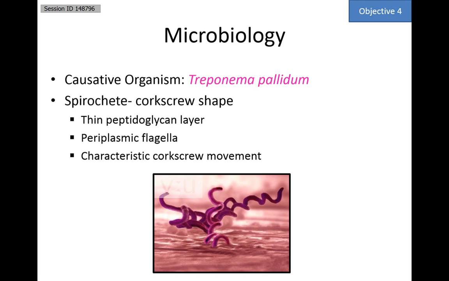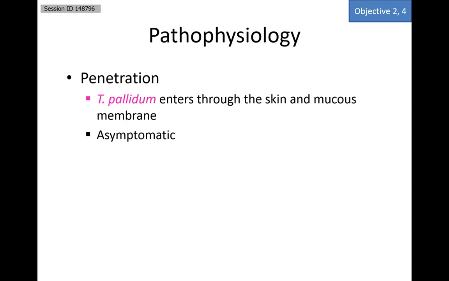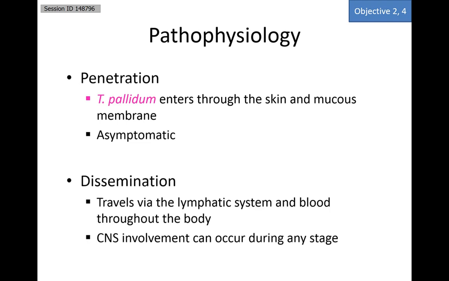So basically once it's out of the body and has been sitting around, it kind of doesn't support itself and needs the nutrient and energy from the host cell. The way it is introduced into the host cell is going to be by penetration through a broken skin or a mucosal membrane. And that can disseminate to the rest of the body through the lymphatic system or the bloodstream.